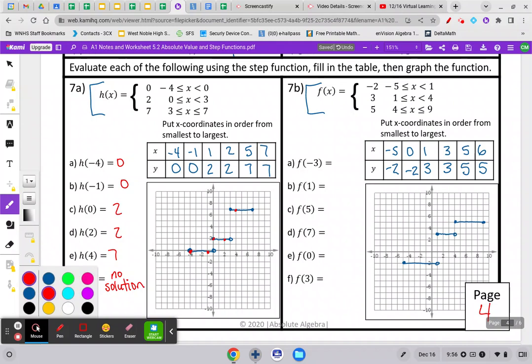And then I can evaluate. So at x equals negative 3, y is negative 2. At x equals 1, y is 3. At x equals 5, y is 5. At x equals 7, y is 5. At x equals 0, y is negative 2. And at x equals 3, y is 3.